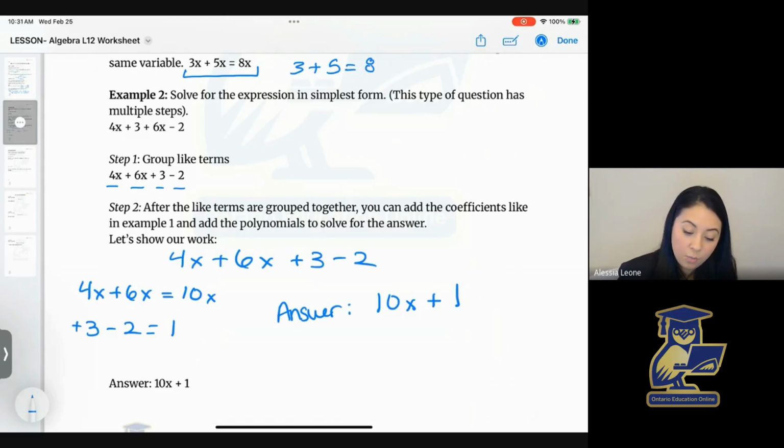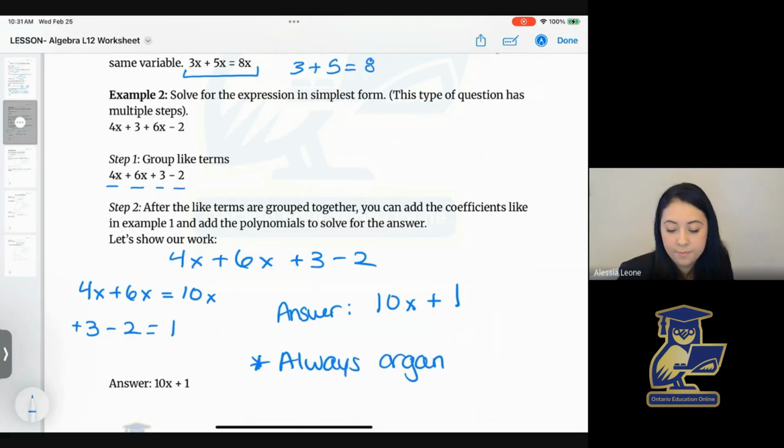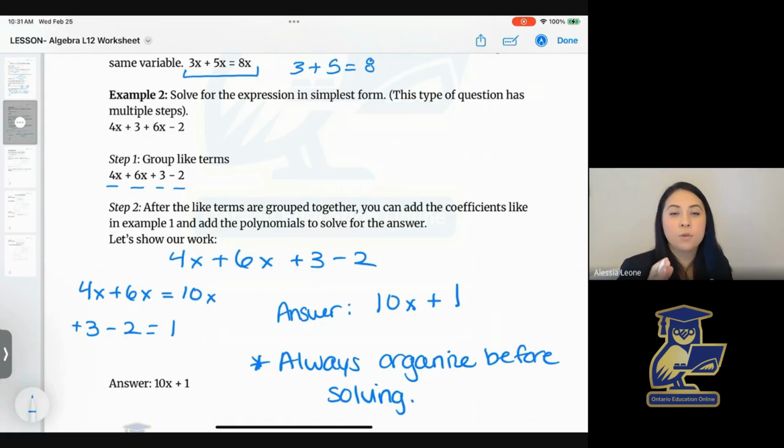And just a note, always organize before solving. Now remember, we're not solving for one single number. We're solving for the simplest form of the expression. This is our answer. It's an expression, but that's our answer.